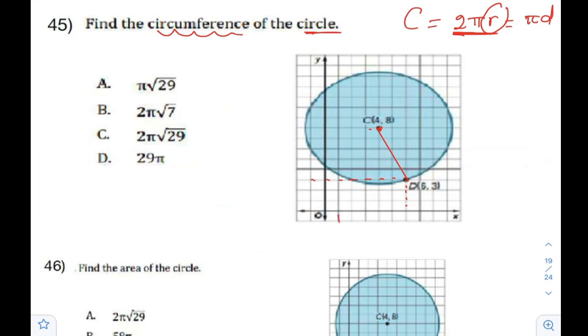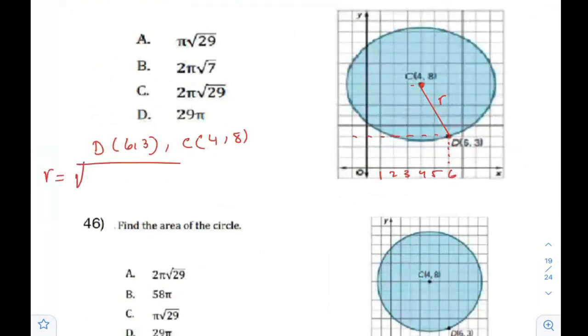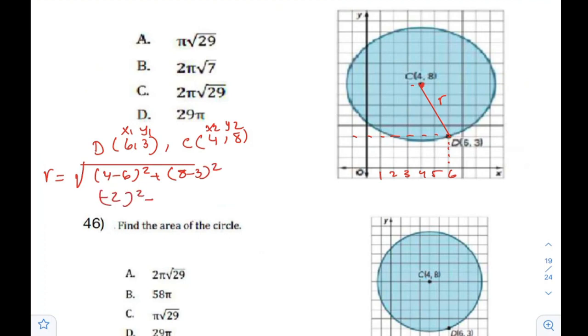As you see, it is 6 because 1, 2, 3, 4, 5, 6, and 3. So this is 6 and 3. So our D is 6 and 3, and our C is 4 and 8. If you find the distance between them, then you are finding the radius. So our radius is the square root of, same thing, we use the distance formula. Leave it as it is, 2 square root of 29.